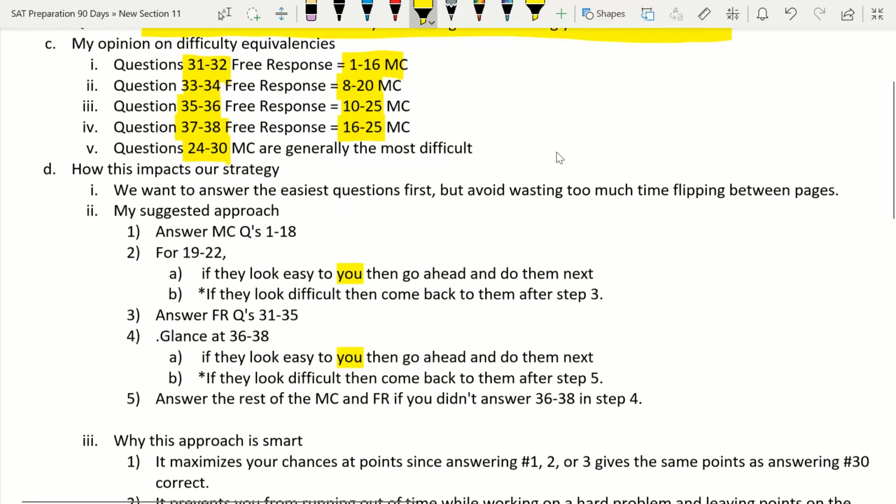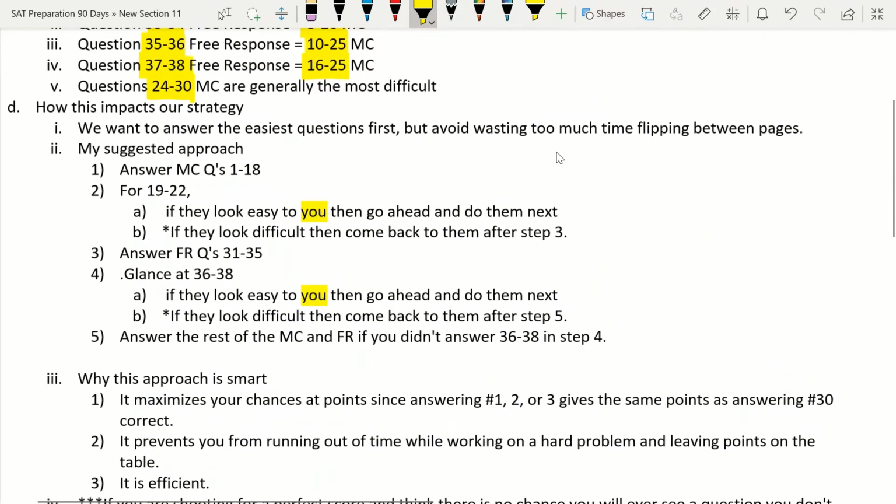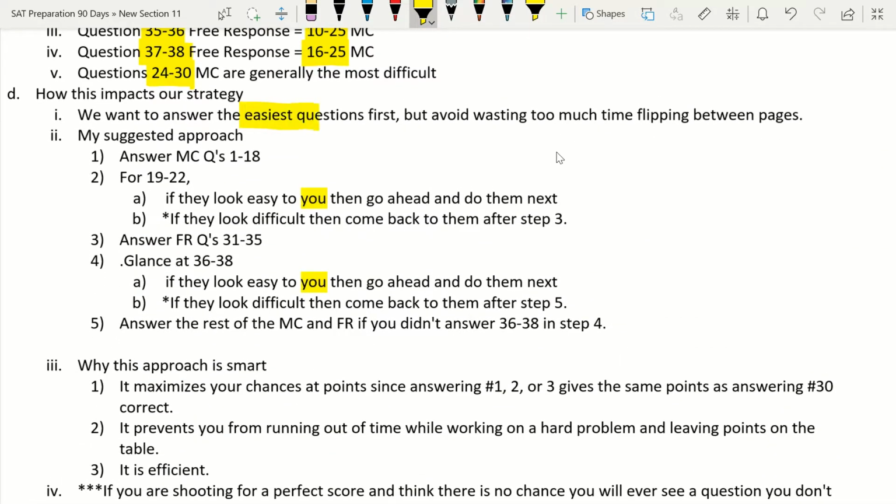So how is this going to impact our strategy? Like I talked about earlier in today's video, we want to answer those easier questions first. We also at the same time want to make sure we're avoiding wasting too much time flipping between free response and multiple choice sections. So my suggested approach, the approach that got me a perfect score on the math section on back-to-back SATs, is answering multiple choice questions 1 through 18 as your first step. So this is going to take you from the really easy ones to pretty much the mid difficulty questions.